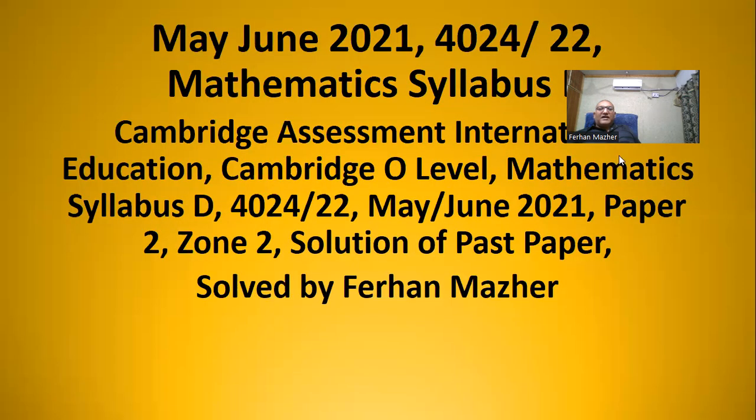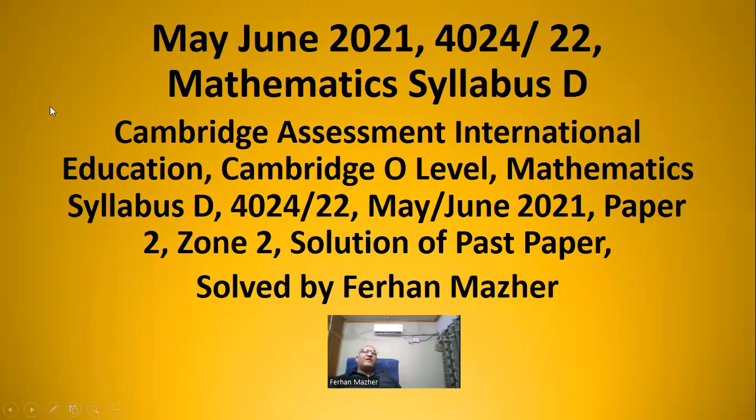So my dear students, today we have done the May June 2021 40242 paper. This paper 2 was from zone 2. And I have tried my best to explain to you the concept of this paper. Hopefully you have learned something from this paper.